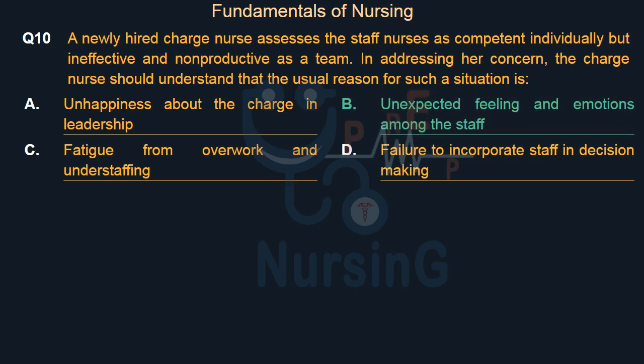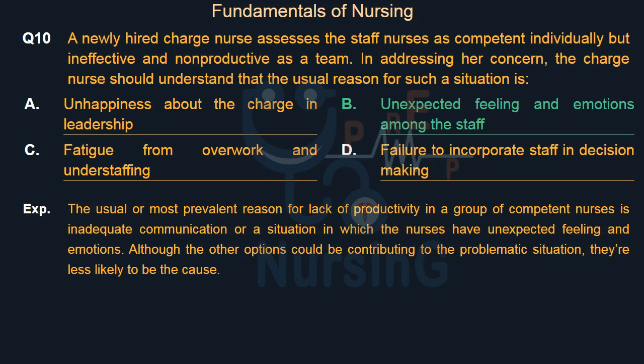Unexpected feelings and emotions among the staff. The usual or most prevalent reason for lack of productivity in a group of competent nurses is inadequate communication, or a situation in which the nurses have unexpected feelings and emotions. Although the other options could be contributing to the problematic situation, they are less likely to be the cause.